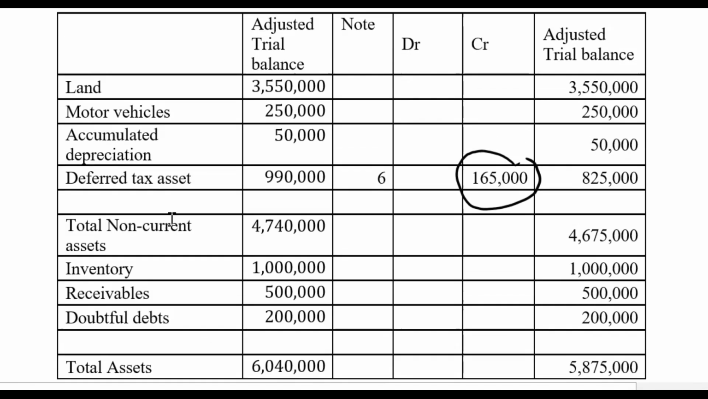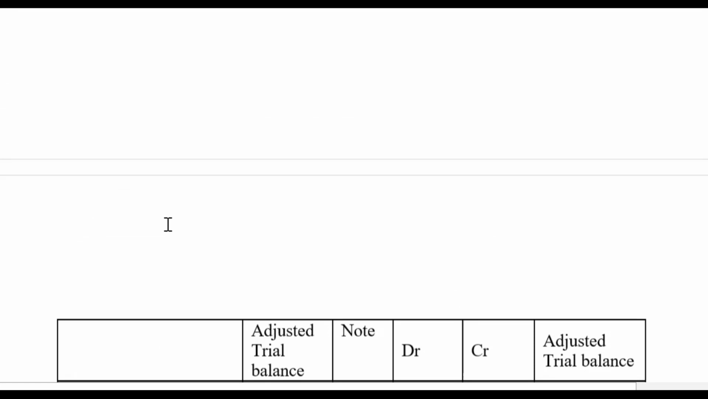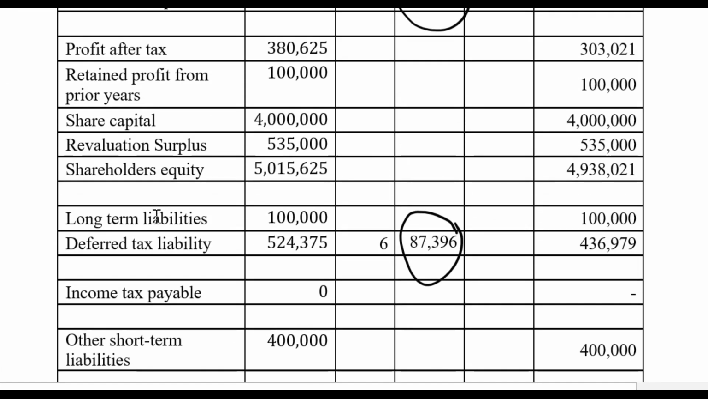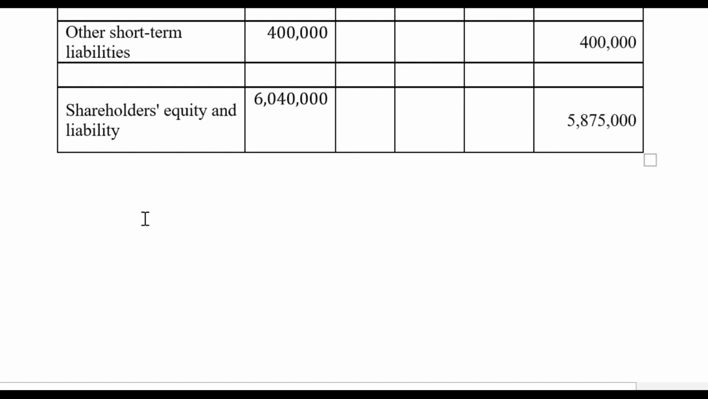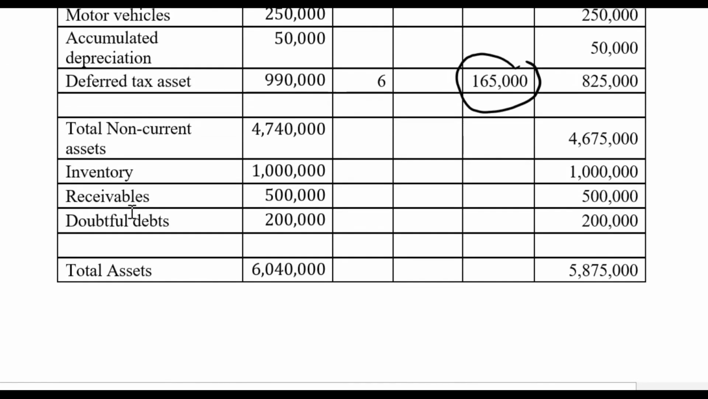And once we have included these balances, we can add them up. And once we have added them up, we can see the shareholders' equity and liability total credits equal 5,875,000, and our total assets equal 5,875,000. So our total debits and credits now match. And that's the final trial balance.